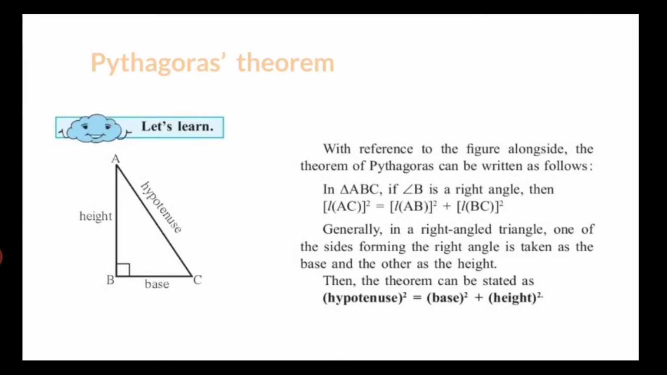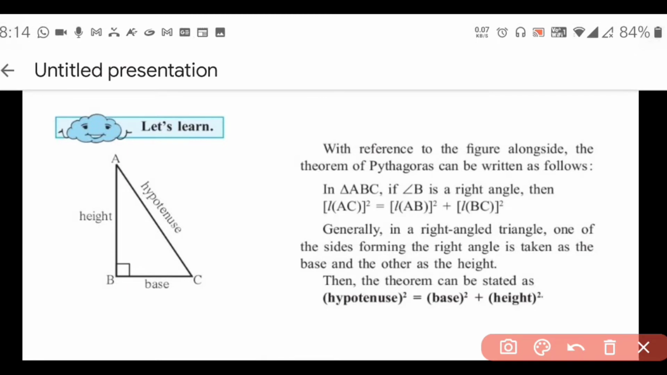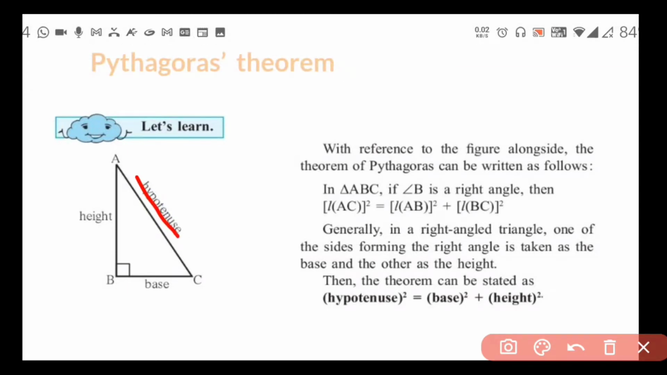So here one example is there. We can observe this triangle ABC here, where AC is hypotenuse, BC is base, and AB is height. Now with reference to the figure alongside, the theorem of Pythagoras can be written as follows.